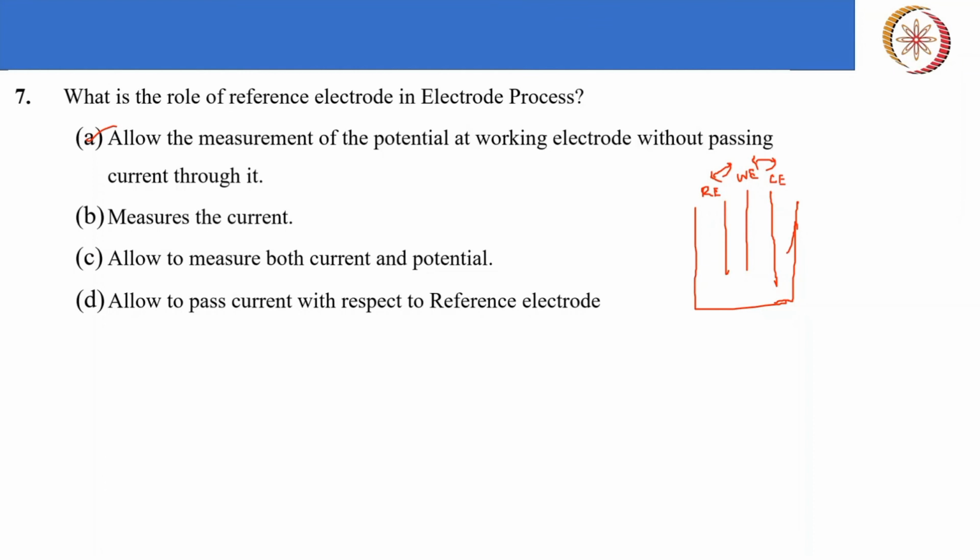So that means the function of a reference electrode is to measure the potential of the working electrode, and the current is passing through the counter electrode. So it is not passing any current through the reference electrode. As a result, its potential remains constant. Okay, so that means the answer is A.